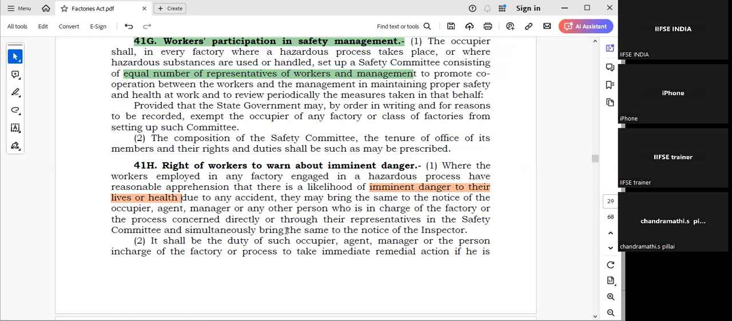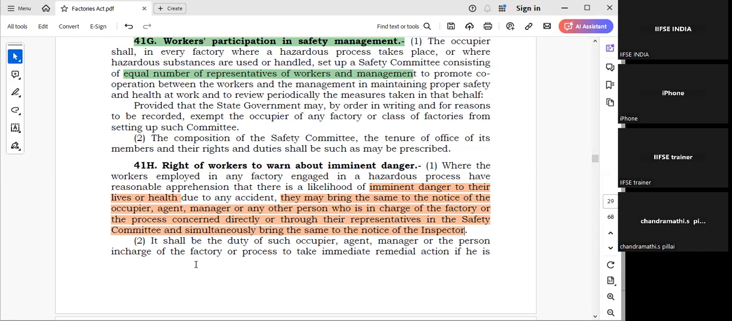inspector. So what they can do is, in case of any danger they have seen, just as we ask them to report near misses, unsafe actions, unsafe conditions. Here, in case of any accident, they may bring that situation to the factory manager or the ultimate owner of that factory, and also simultaneously bring the same to the notice of the inspector. Inspector means inspector of factories or deputy chief inspector of factories or director general of factories, based on availability nearby. Basically, the immediate contact will be the local inspector of factories.